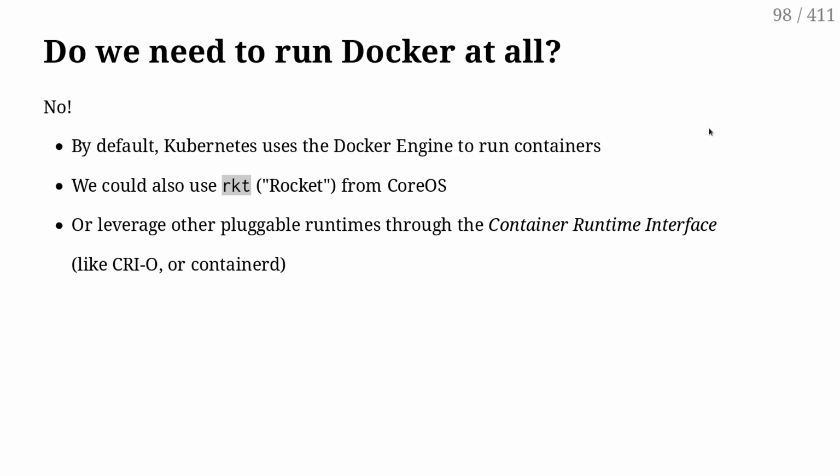But we could also use other container engines, like Rocket, or any runtime supporting the CRI, the container runtime interface. So the CRI is a kind of API, and as long as a container engine supports that API, then it can be used with Kubernetes. And now there are many more CRI runtimes. I've just listed CRI-O and containerd here, but there are many others.